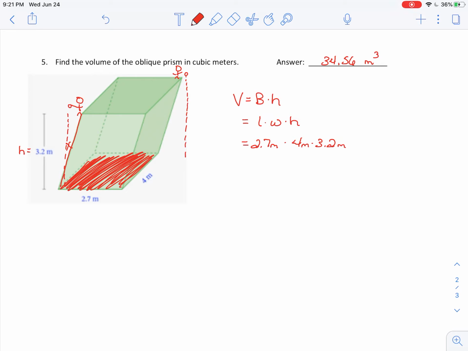Basically, if you see something shoved sideways, pretend like it's not. Pretend like mentally you could shove it straight up and down again.